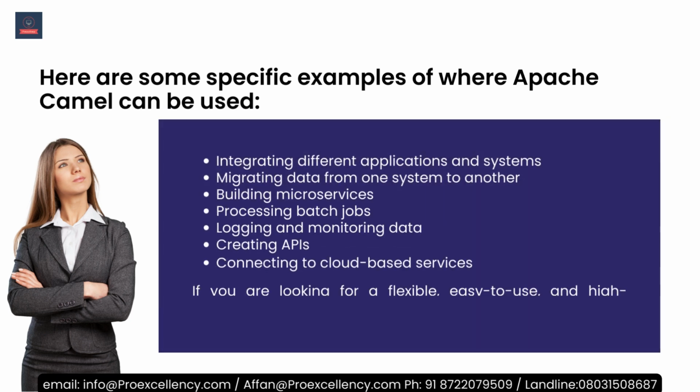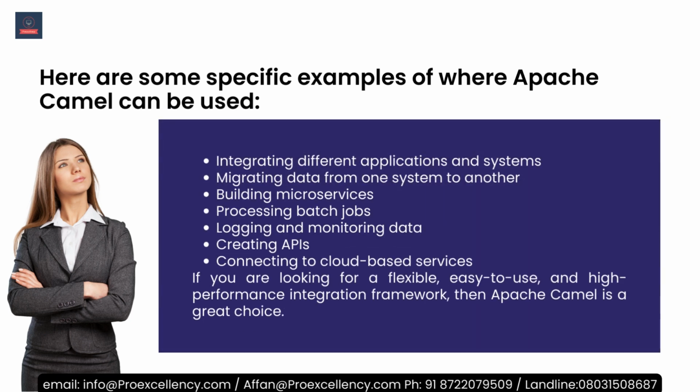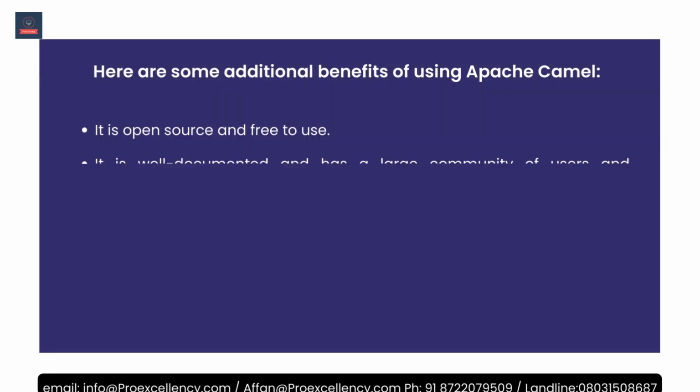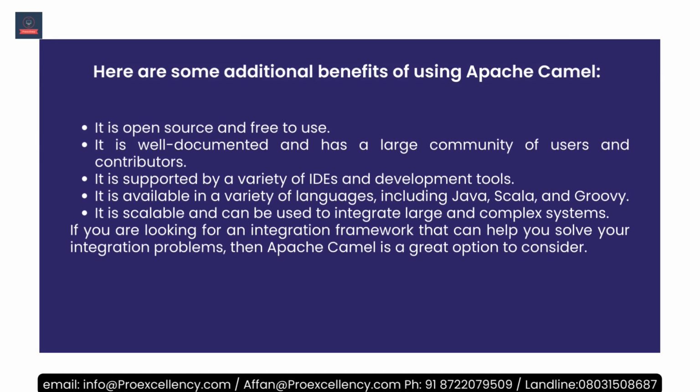Here are some specific examples of where Apache Camel can be used. Integrating different applications and systems. Migrating data from one system to another. Building microservices. Processing batch jobs. Logging and monitoring data. Creating APIs. Connecting to cloud-based services. If you are looking for a flexible, easy-to-use, and high-performance integration framework, then Apache Camel is a great choice.